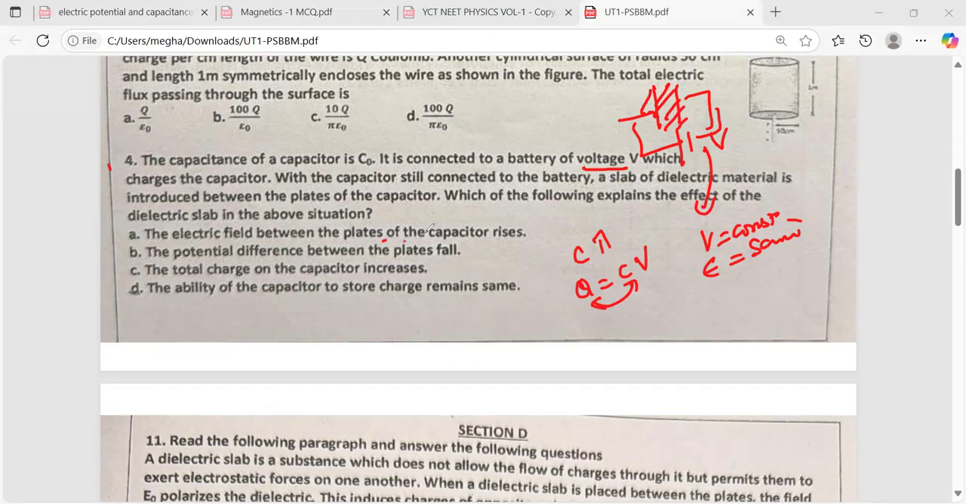So electric field between the plates of the capacitor rises: wrong. Potential difference between the plates falls: wrong. Total charge on the capacitor increases: that is the correct answer. The charge stored in the capacitor remains the same: that is wrong. So hope you understand. So C is the correct answer.